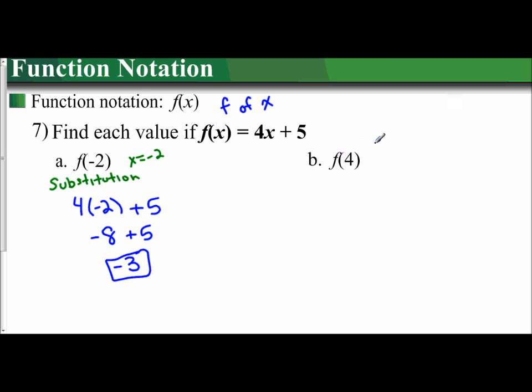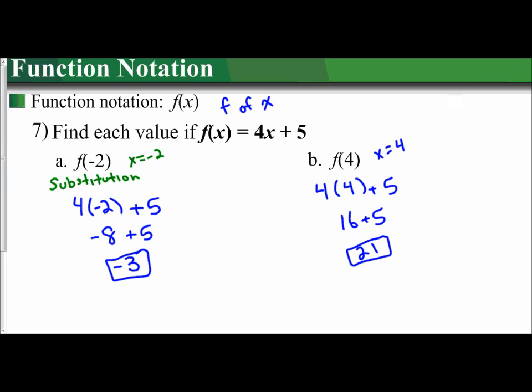So if I have f of 4, that means x equals 4. So wherever I see my x, I replace it with a 4. So 4x, so 4 times 4, plus 5. Order of operations, 4 times 4 is 16. And then we add 5 to get 21. So that's a basic example of how to use function notation to evaluate at a specific value.